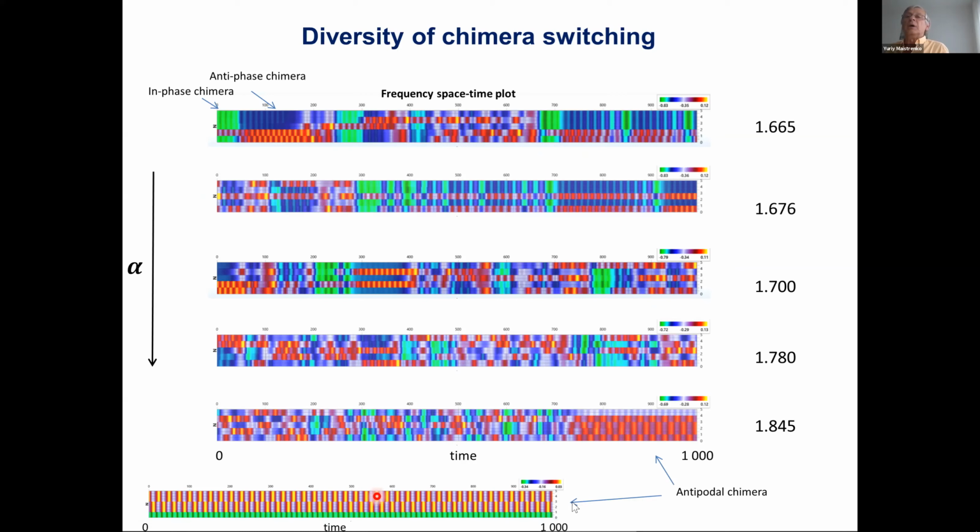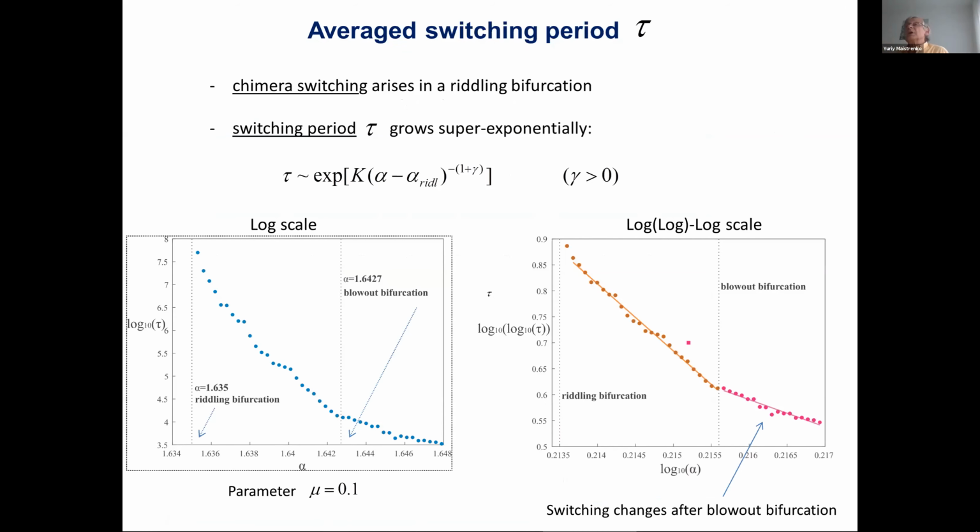And maybe coming to my last slide, an interesting question is the average switching period when we come to the bifurcation. First of all, how does switching arise? What is the mechanism of this? What we found is that chimera switching arises in the riddling bifurcation. This is a standard problem from chaotic synchronization, which I was involved in some 20 years ago.